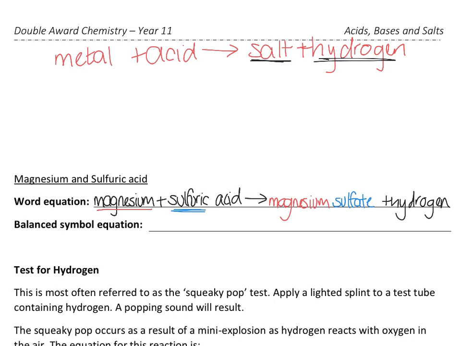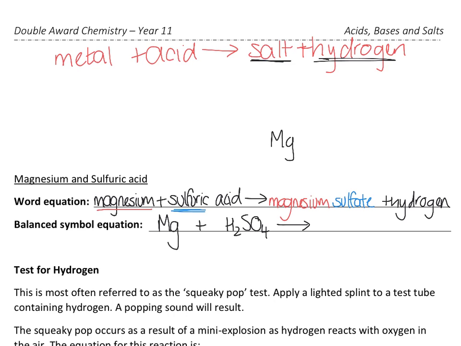Okay, now for the slightly trickier part, and that is writing our balanced symbol equation. So we start off nice and easy, and that is magnesium is Mg. Sulfuric acid is H2SO4. And that's again something you should learn. Sulfuric acid is H2SO4. Reacts to give us magnesium sulfate. Here we need to do our swap and drop. So magnesium is Mg.